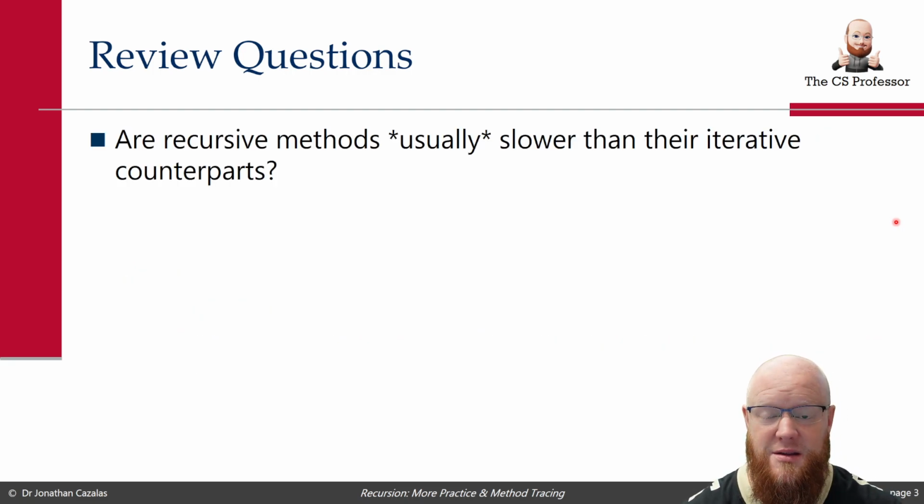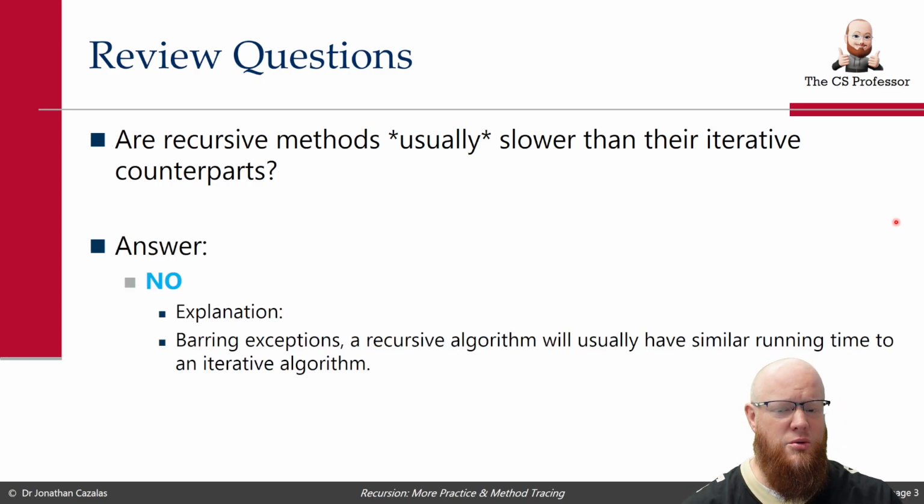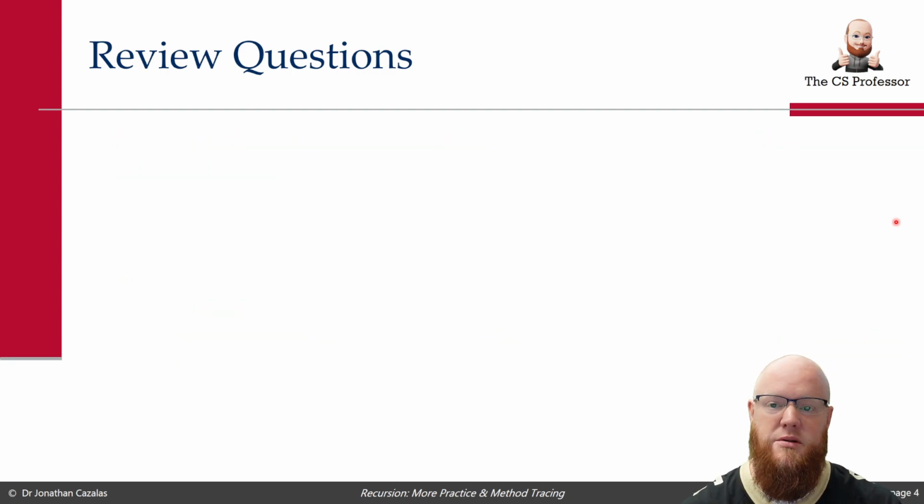Are recursive methods usually slower than their iterative counterparts? Pause the video, think about that. What's the answer? The answer is no, they're not usually slower. There are exceptions. We saw Fibonacci previously. There are other exceptions, but in general, a recursive algorithm will have similar running times and similar speeds with a big O analysis to their iterative counterparts.